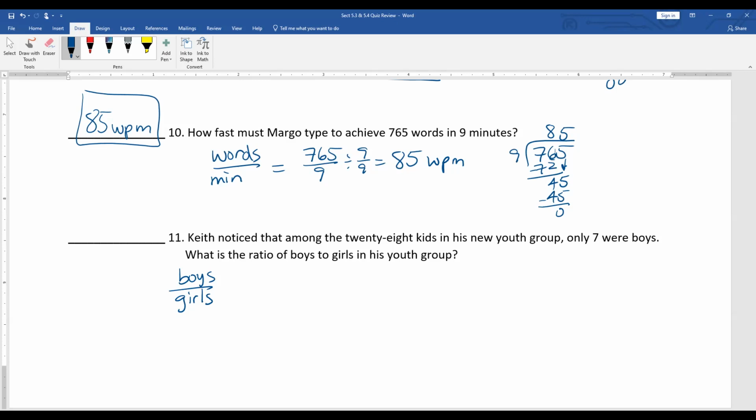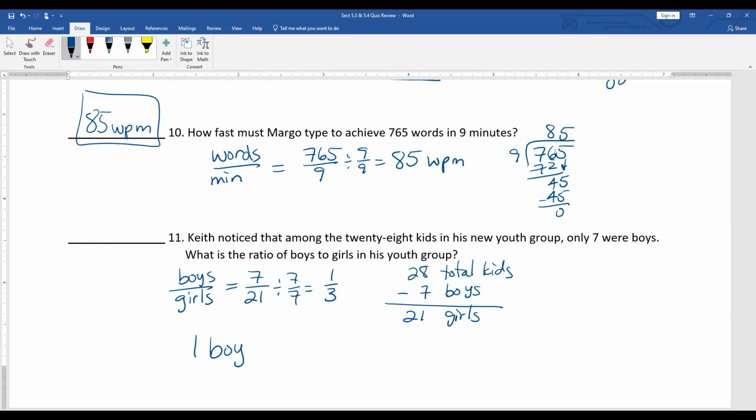In this case, he didn't explicitly tell us how many girls we have, but we know that we have 28 total kids. We have 7 boys. And so the girls is the difference between the two. So we have 21 girls. So this is 7 over 21, which we can reduce to 1/3. So that means there's 1 boy to every 3 girls. So 1 to 3.